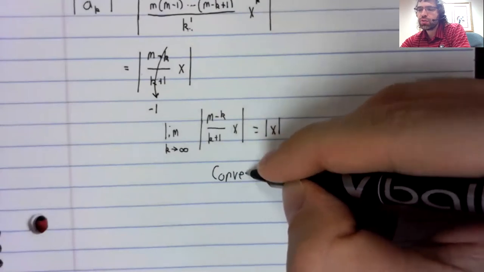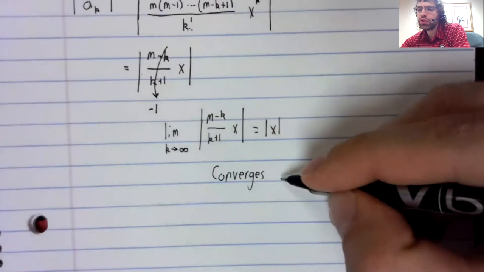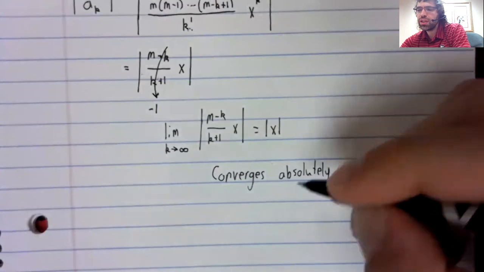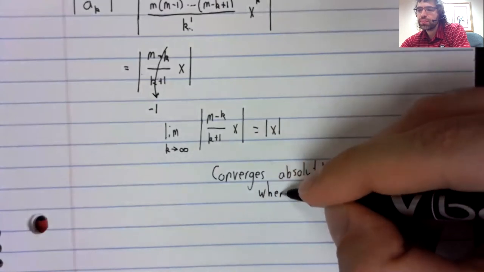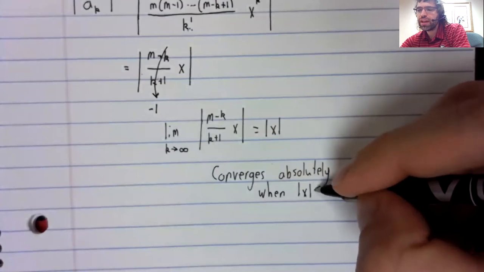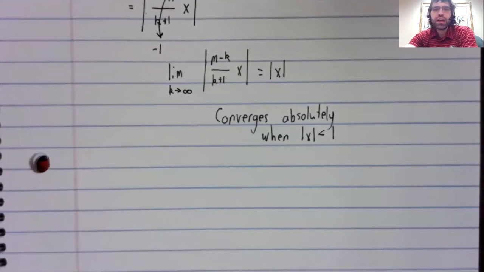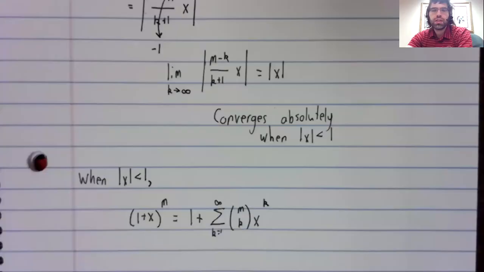So this Taylor series converges absolutely when the absolute value of x is less than 1. And although I won't prove it, it is true that when the Taylor series converges, 1 plus x to the power of m equals its Taylor series.